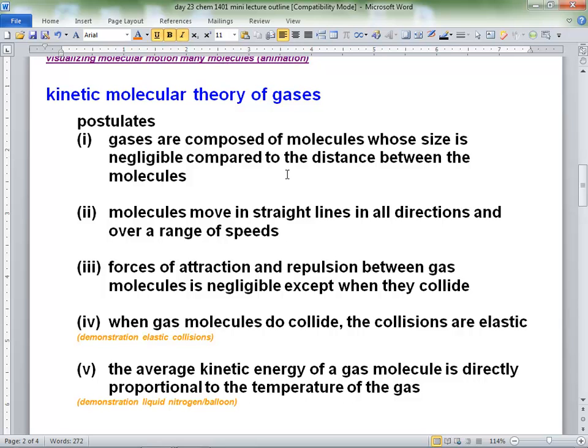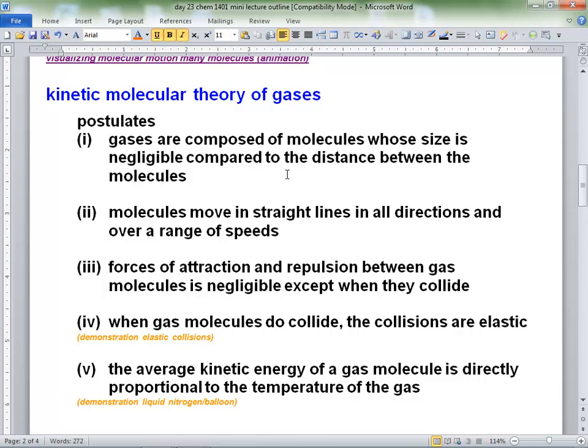Okay, they're going to travel forever if they even collide because they're so small in the first place. Well, forever for them. For us, it's the size of a box. But for a gas molecule, that's like miles and miles of empty space. They're not going to see anything. Molecules move in straight lines in all directions and over a range of speeds. I wish the animation would have hit the range of speeds a little bit better, but I guess we just have to imagine that.